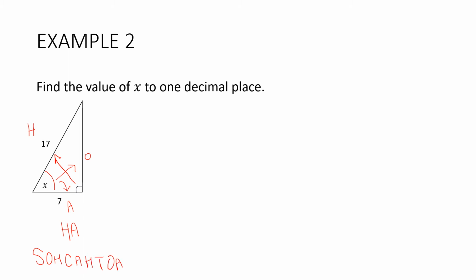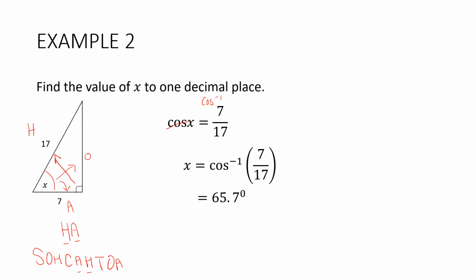SOHCAHTOA. Let's have a look. We've got hypotenuse and adjacent. There it is. So it's cos. Cos of the angle, so cos x, is equal to adjacent, which is 7 over 17. Take our cos over the other side. Cross it out, and it goes over as its opposite operation. So x is equal to inverse cos of 7 over 17. Into the calculator, we want it to 1 decimal place, so it's 65.7 degrees.